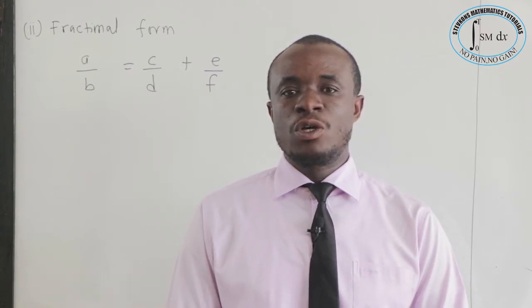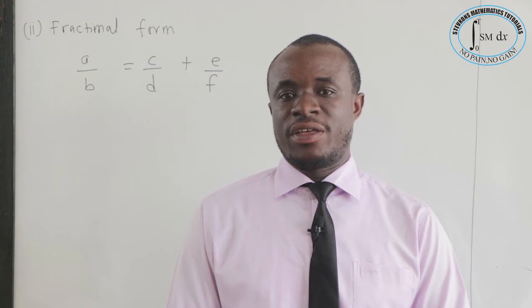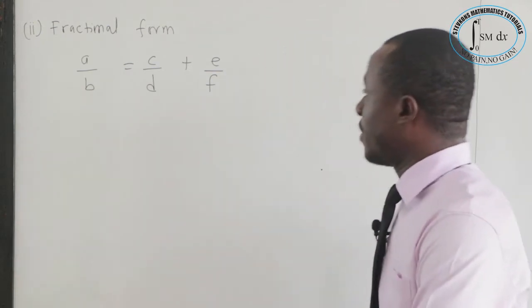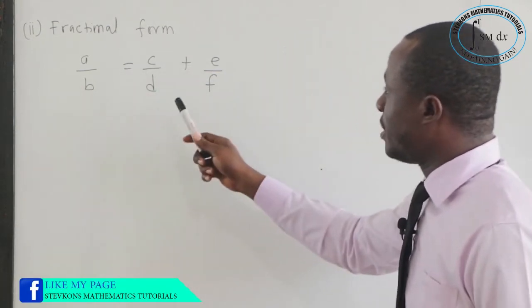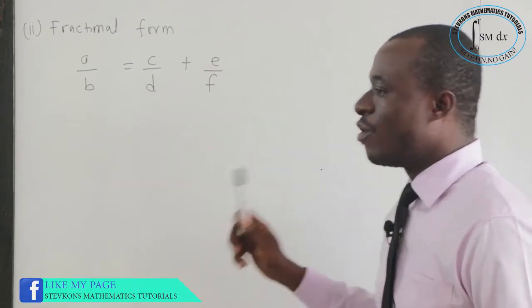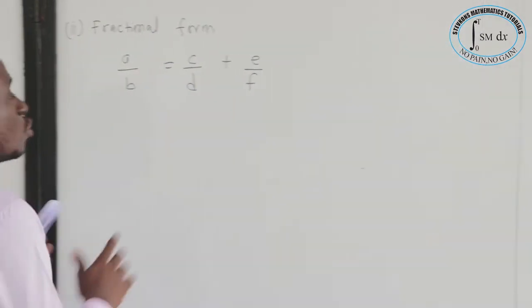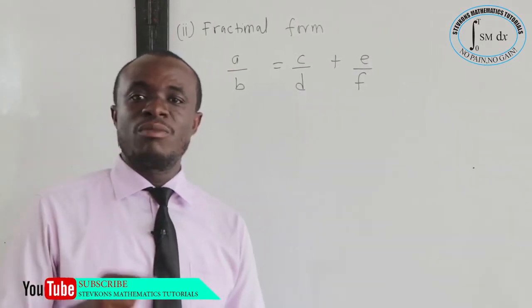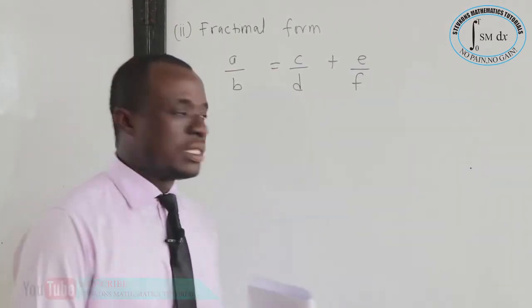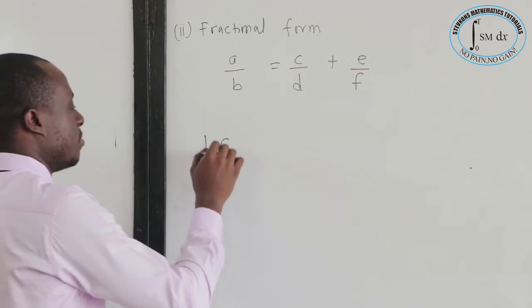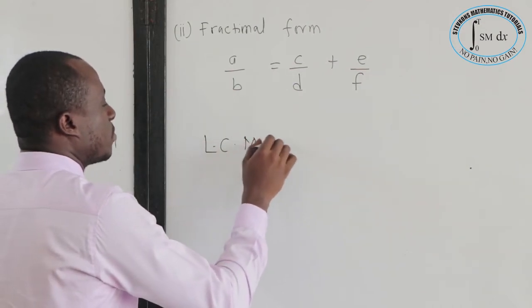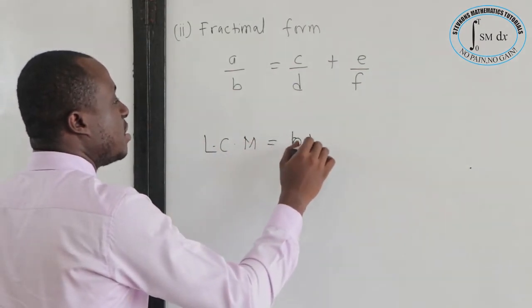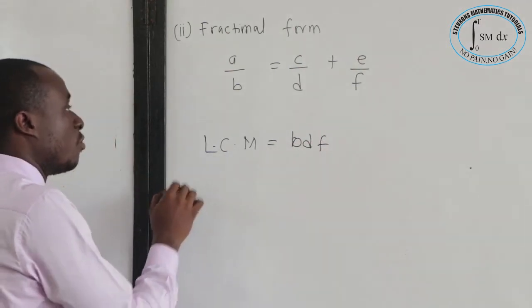How are we going to treat such a thing? Now, if you have a over b equal to c over d plus e over f, all that you need to do is to multiply through with the LCM. And usually the LCM is the multiplication of the denominators. So clearly our LCM is b, d, f. So we multiply through the LCM.